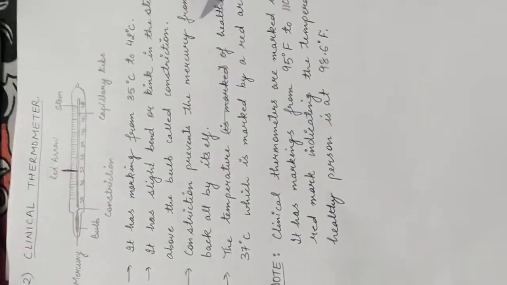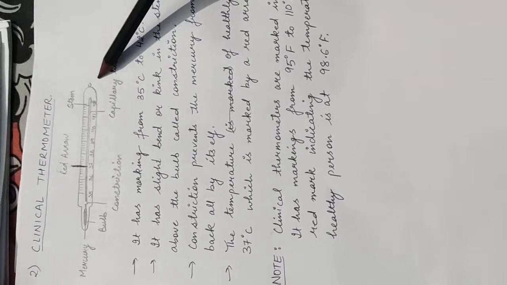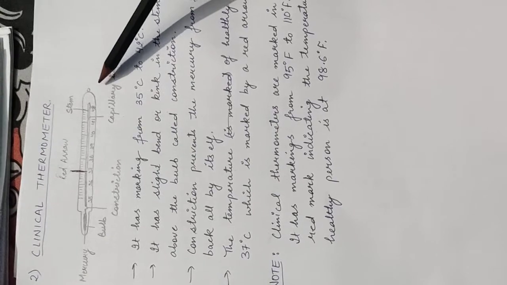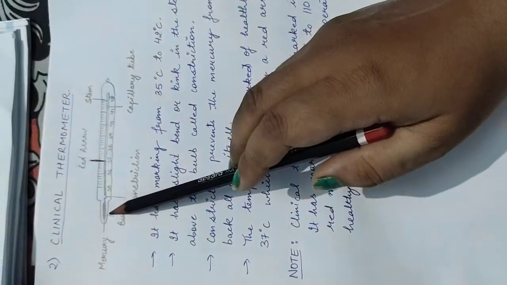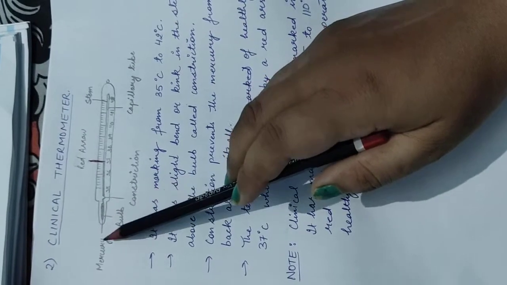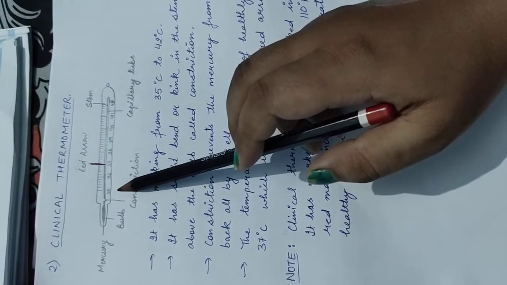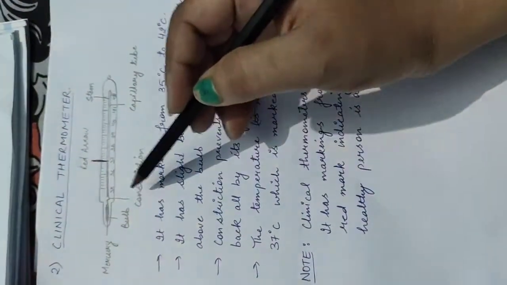Now next we have the clinical thermometer. Here you can see the diagram of the clinical thermometer. It is used by doctors to measure the patient's body temperature. And here also in the bulb we have mercury, which will rise or fall depending upon the temperature of that particular substance. But see the difference.